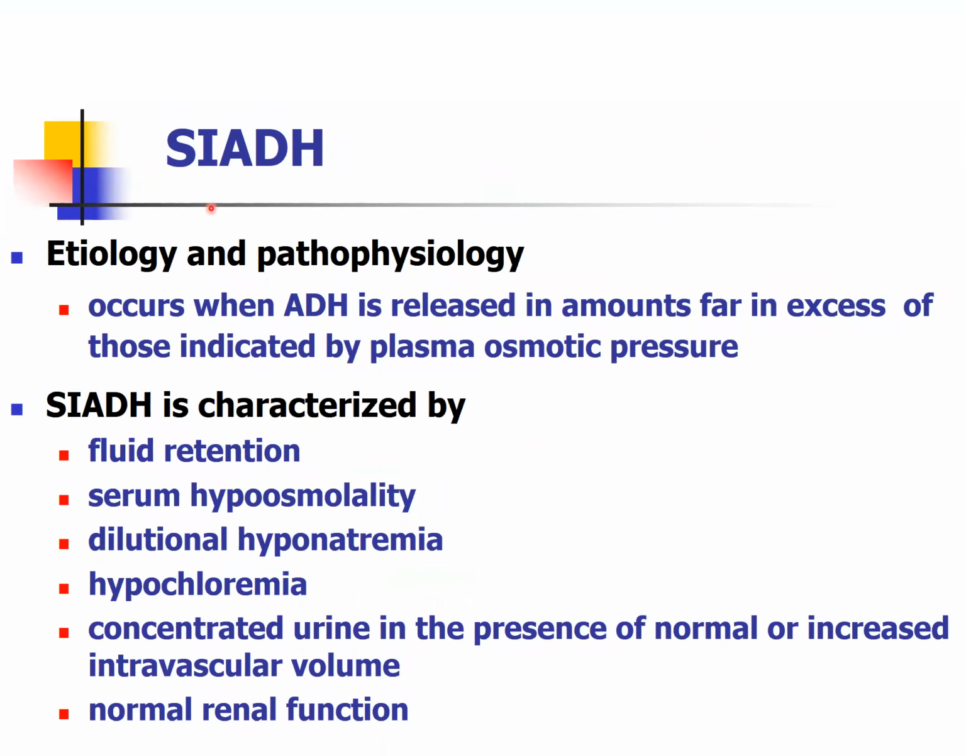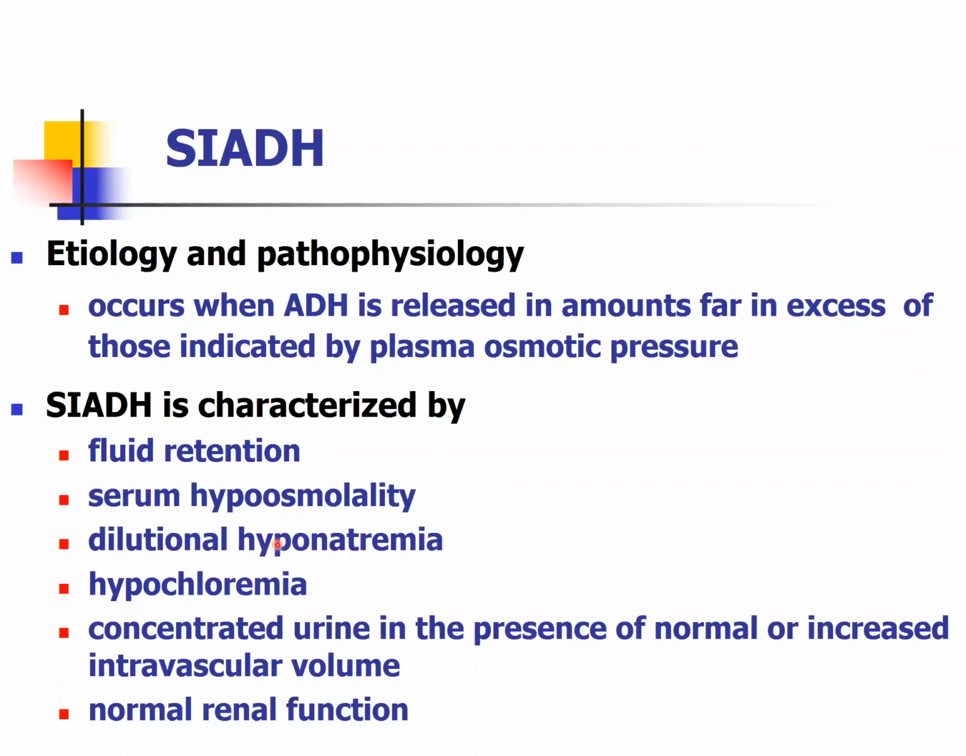The opposite, when we have too much ADH, is called the syndrome of inappropriate ADH secretion. Now, the etiology: usually the ADH released is far more than it should be, and this way the plasma osmotic activity decreases. What will this cause? We have fluid retention because the patient always urinates concentrated urine. So this way we have water retention. This will cause a decrease of the serum osmolality. So hyposmolality can happen, and hyponatremia, a very important one.